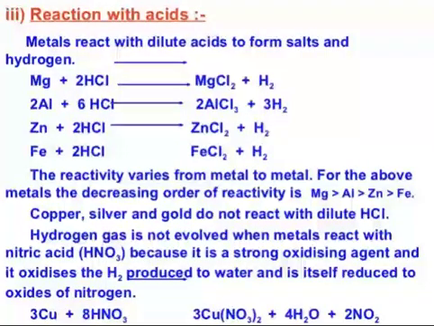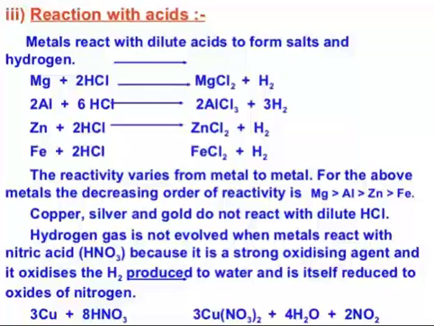The reactivity varies from metal to metal. For the above metals, the decreasing order of reactivity is magnesium, aluminium, zinc and iron. We'll be learning the reactivity series in the next slide. Copper, silver and gold do not react with dilute HCl.